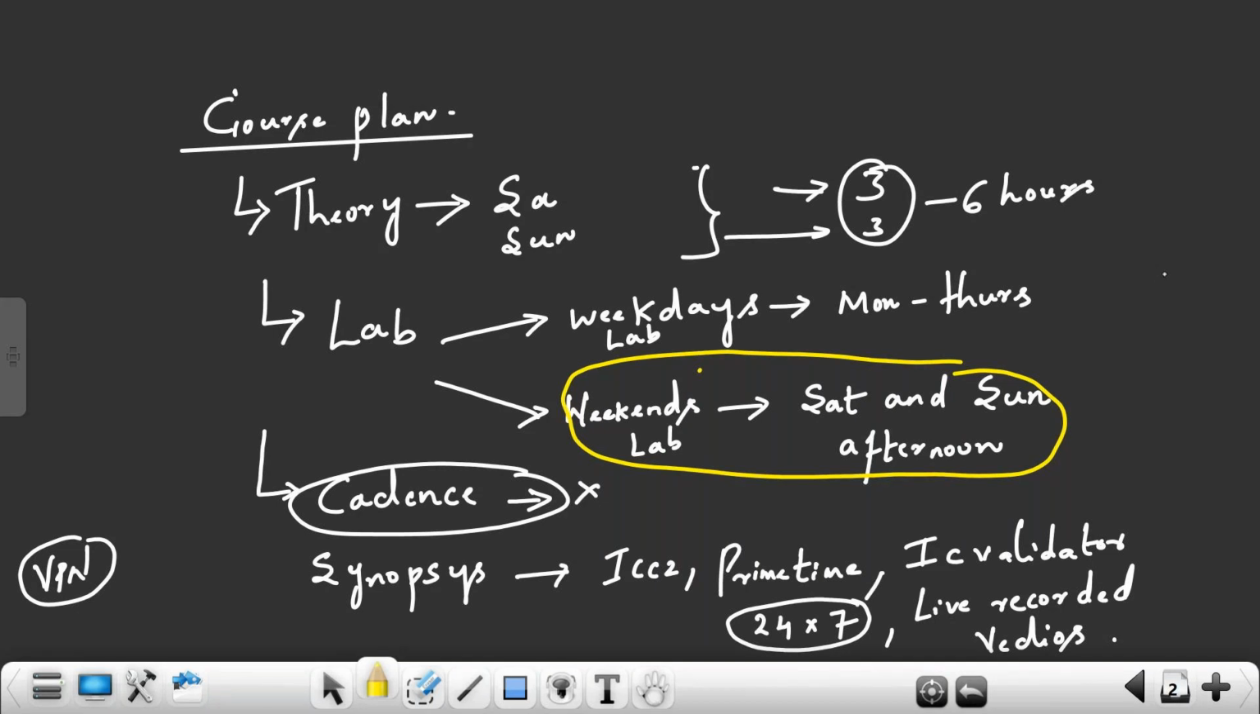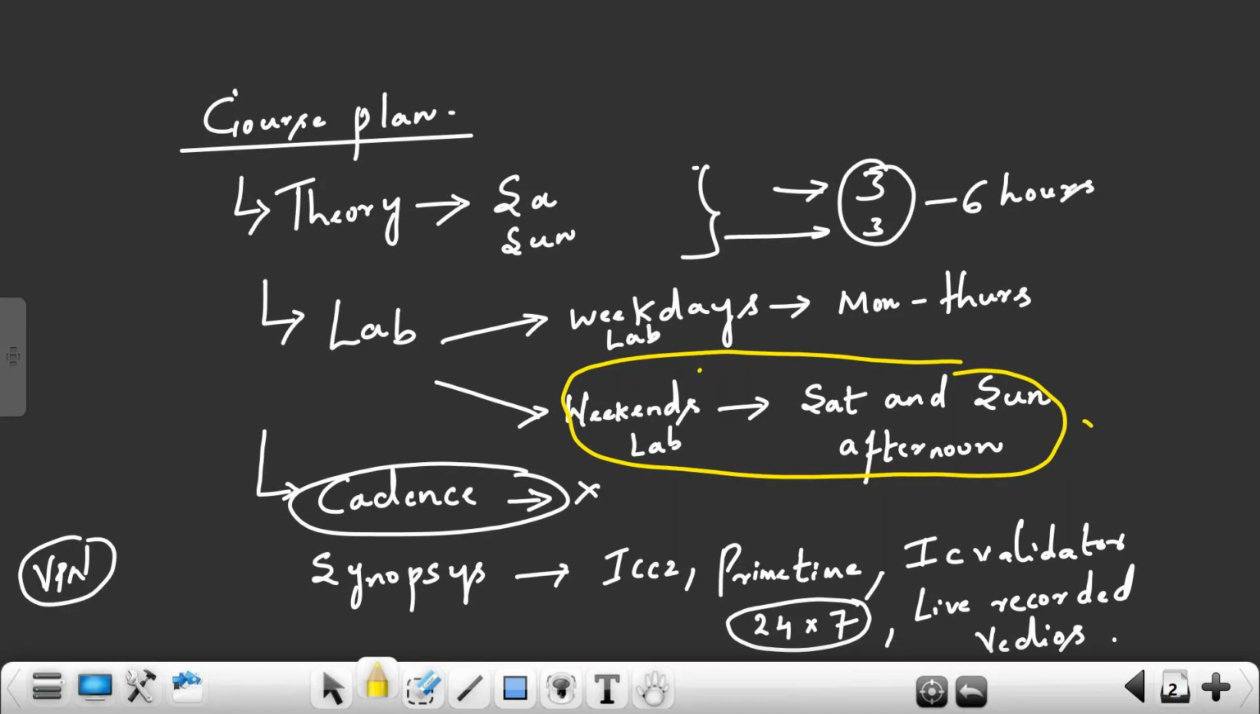Today it is 9:30 to 12:30. In the afternoon session you will have lab from 2 to 5 for the weekend. If you are weekday students, you need not attend this lab; you can attend on weekdays. Weekend lab is only for the candidates who are not able to attend on weekdays.